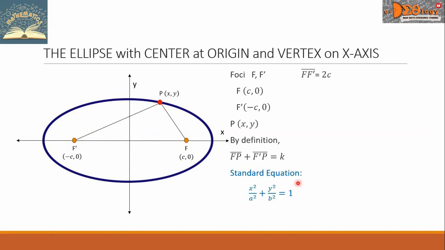The standard equation of ellipse with center at origin and vertex on x-axis is given here. So this is x squared over a squared plus y squared over b squared equals 1. The derivation of this equation is presented in the other video.